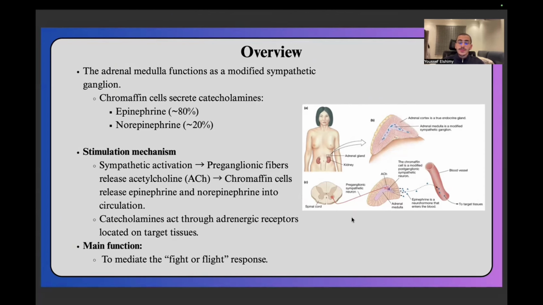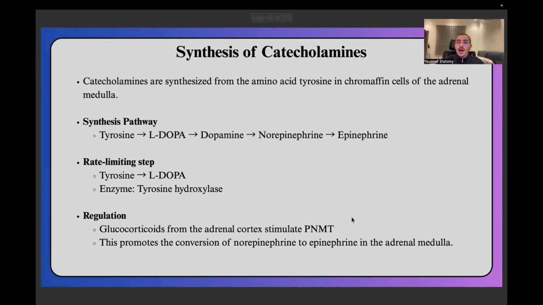Okay, what is the main function of the adrenal medulla? Is to mediate the fight or flight response. So, how are these catecholamines made up? They are made up from amino acid tyrosine, okay, in the chromaffin cells of the adrenal medulla. How does this synthesis happen? Basically, tyrosine is converted to L-DOPA, then L-DOPA to dopamine. Dopamine is then converted to norepinephrine, and then finally norepinephrine is converted to epinephrine.